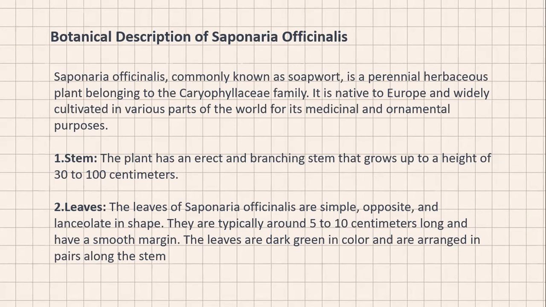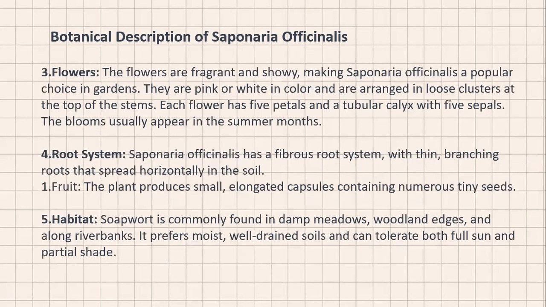The plant has an erect and branching stem that grows up to a height of 30 to 100 centimeters. Leaves. The leaves of Saponaria officinalis are simple, opposite, and lanceolate in shape. They are typically around 5 to 10 centimeters long and have a smooth margin. The leaves are dark green in color and are arranged in pairs along the stem.